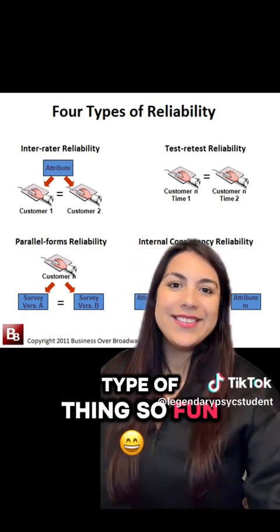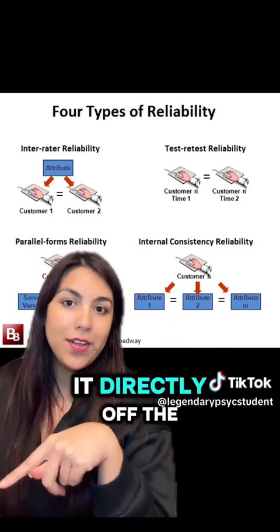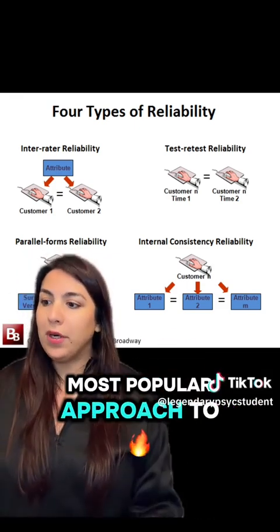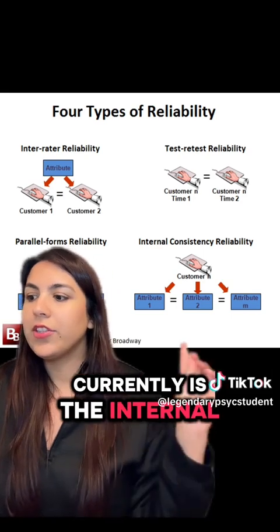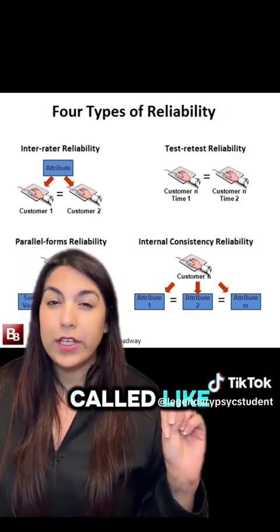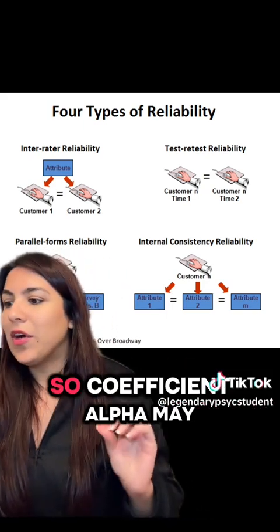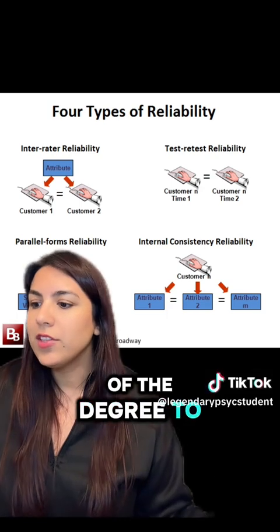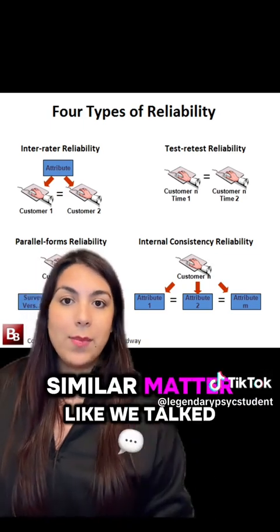So fun. This next one, internal consistency reliability, I'm going to read it directly off the book because it's very confusing. This is the most popular approach to assessing the reliability of a test currently, the internal consistency method, also known as coefficient alpha. I think it's also called Cronbach's alpha or something, yeah. Coefficient alpha may be particularly thought of as the overall average of the degree to which the individual items of the test are measuring the construct of interest in a similar manner, like we talked about.